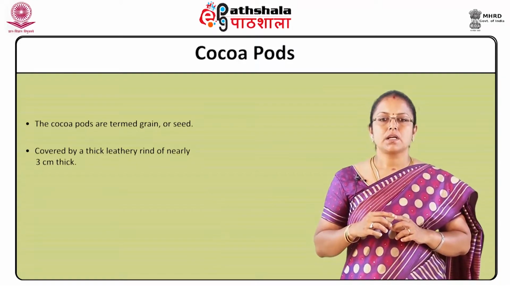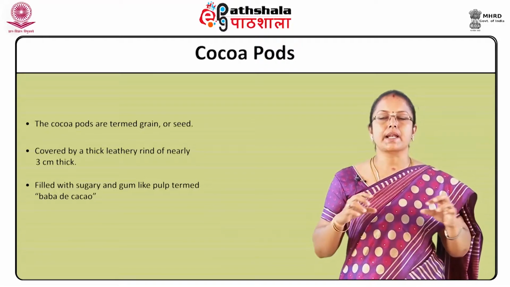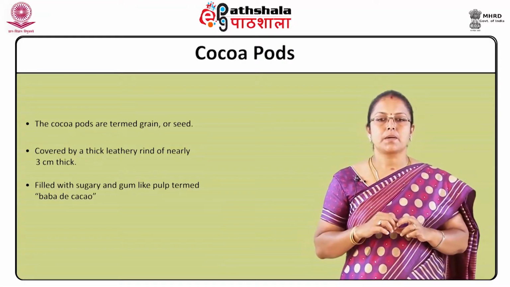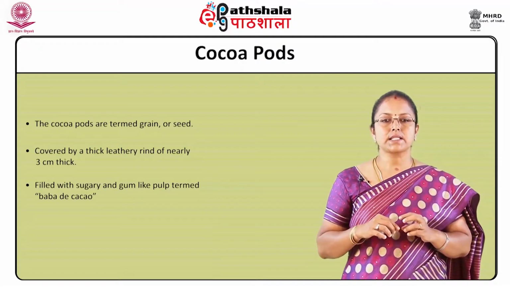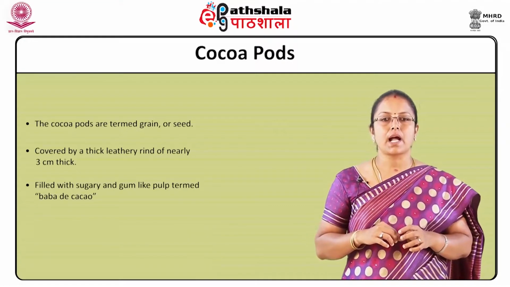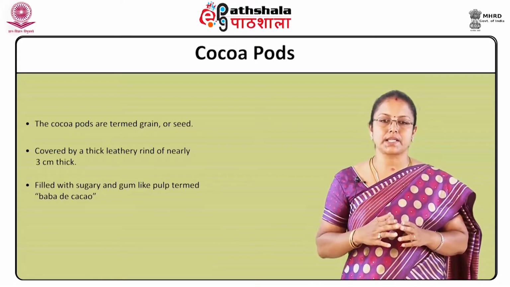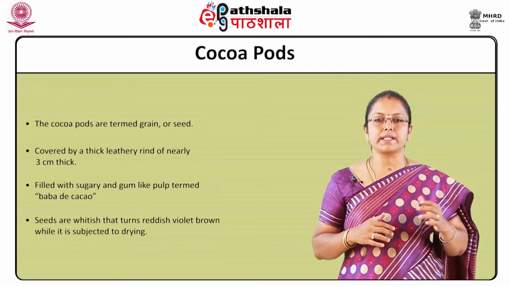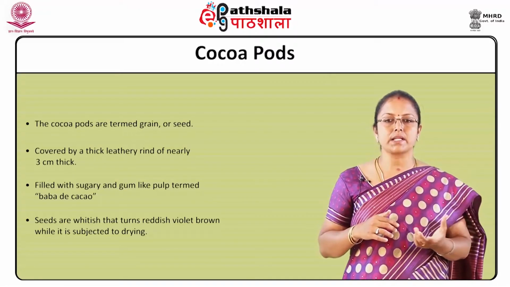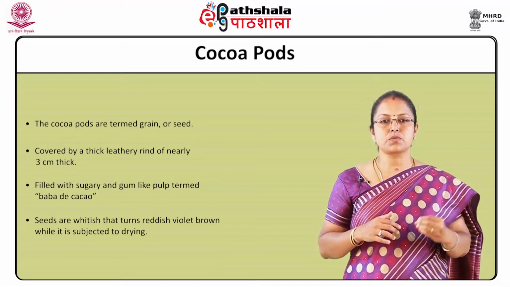It is filled with sugary and gum-like pulp termed baba de cacao, as it is called in South America, and it possesses approximately 30 to 50 large seeds. The seeds are whitish and turn reddish violet brown when subjected to drying.